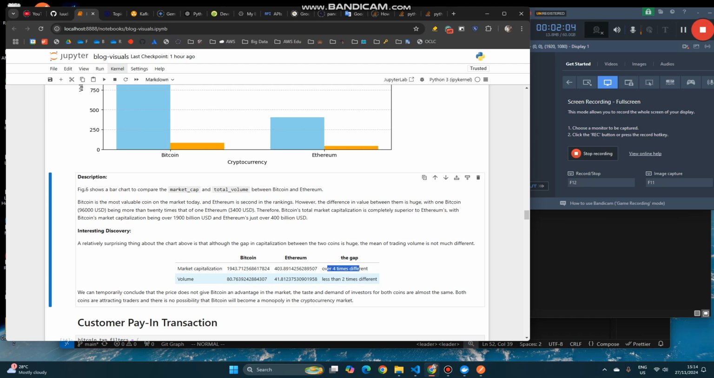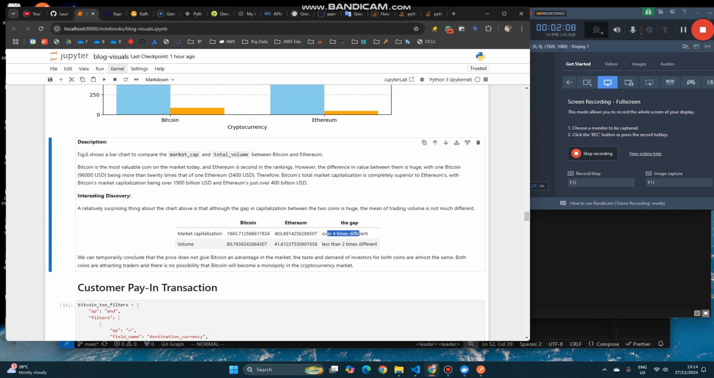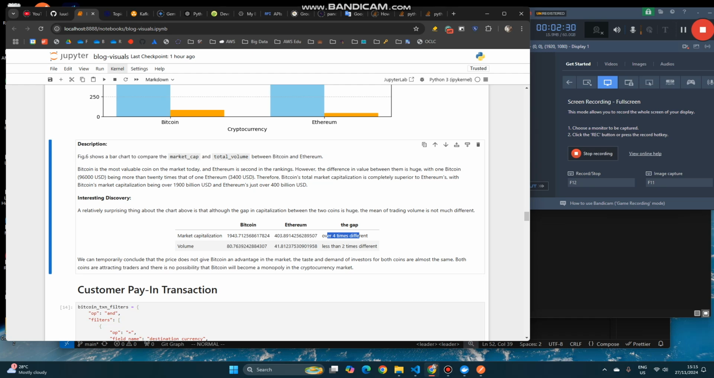So what I conclude from this chart is that the price does not give Bitcoin an advantage in the market. The taste and the demand of investors in both coins are almost the same. So Bitcoin attracts traders, and there's no possibility that Bitcoin will become a monopoly in the cryptocurrency market.